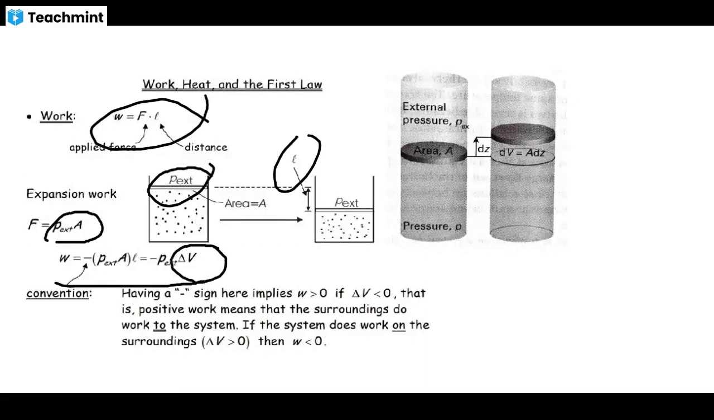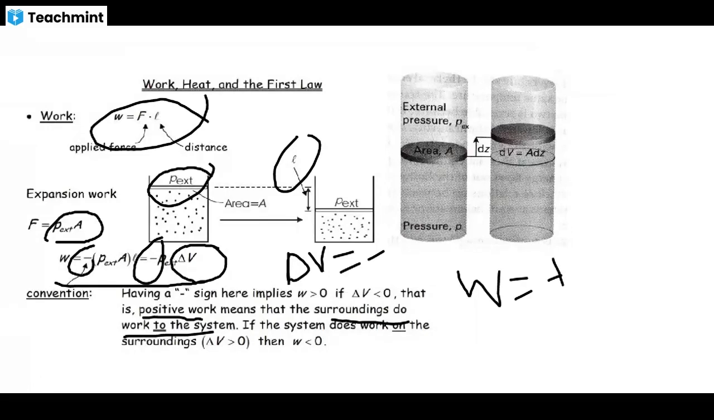Why do we put the negative sign? Here we put the negative sign for conventional purposes. When work is done on the system, it is positive work, meaning the surroundings do work on the system. The volume is reduced, so delta V is negative, so we put an additional negative sign so that we get w equal to positive, meaning the work is added to the system.